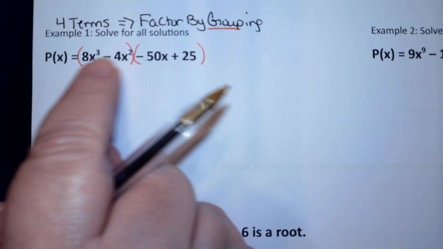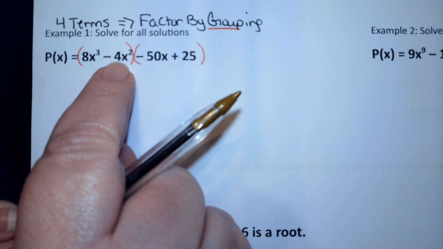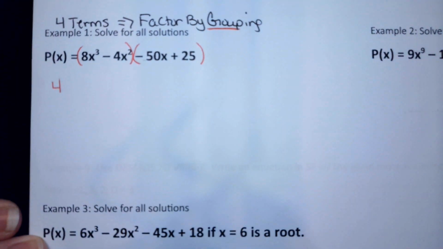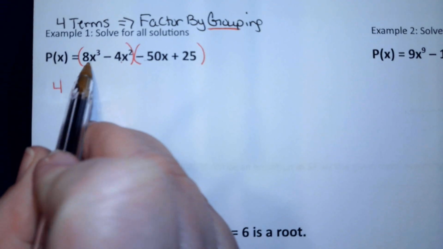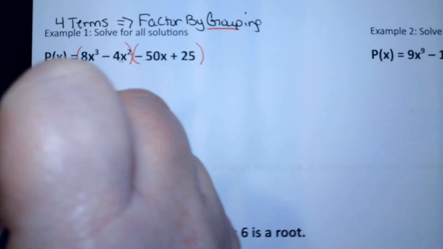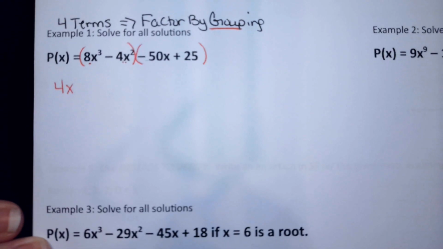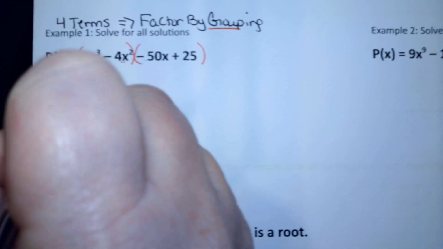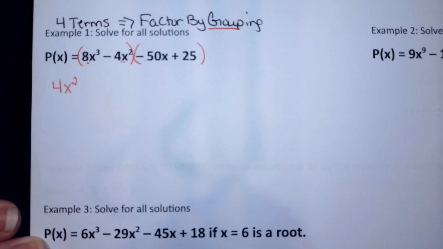So in this first group, what's the biggest number that goes into 8 and 4? That would be a 4. So we're going to pull out a 4. Do they have a variable in common? Yes, they do. They have an x. When they have a variable in common, you pull out the smallest exponent. So 2 is the smallest exponent, so we're going to pull out a 4x squared.